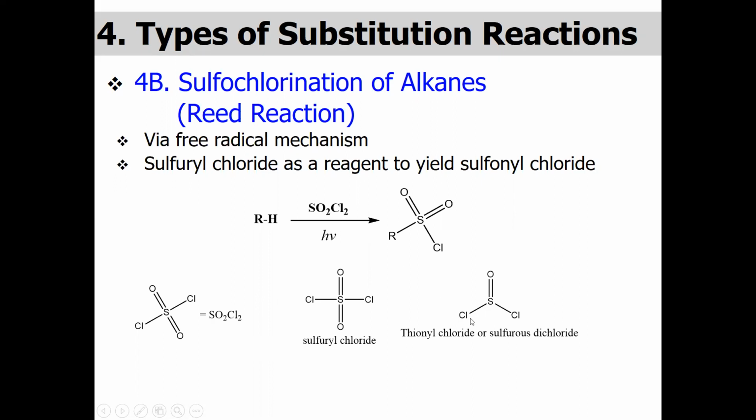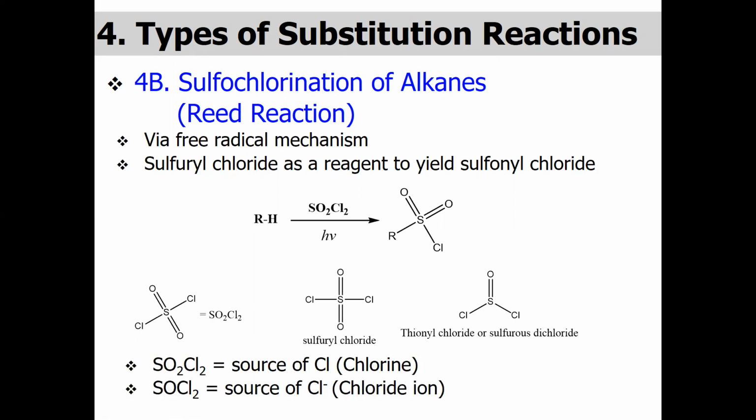When you are using thionyl chloride or sulfurous dichloride, it is the source of chloride ion, as I mentioned here. For example, when we treat acetic acid with thionyl chloride, the end product will be acetyl chloride. This reaction proceeds via the generation of the chloride ion. So these are the main points you should know.